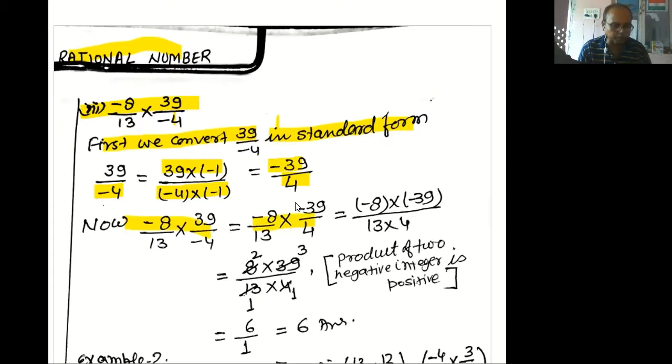The product of two negative integers is always positive. So we write 8 into 39 upon 13 into 4. Cancel the numbers. 4 ones are 4, 4 twos are 8, and 13 ones are 13, 13 threes are 39. We get the product of numerators 6 and denominator 1, equal to 6 upon 1, that is 6.